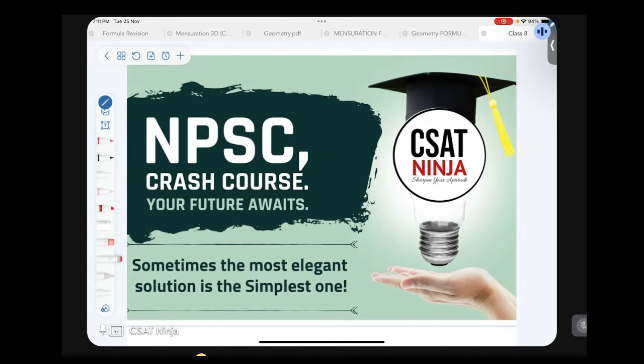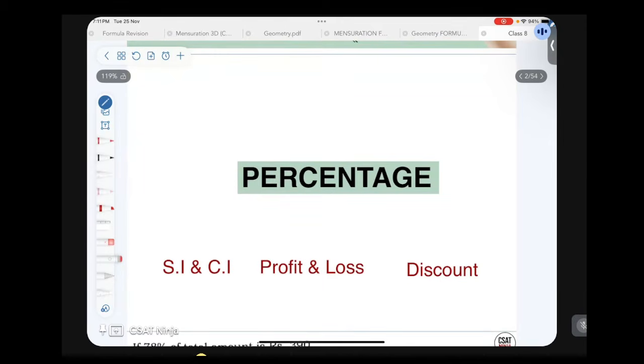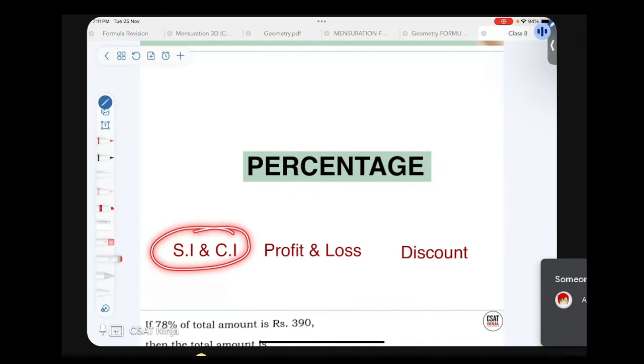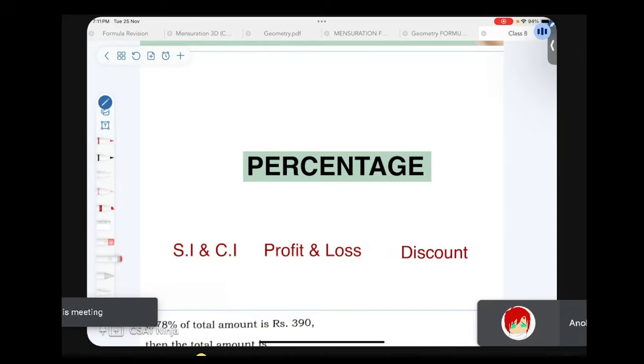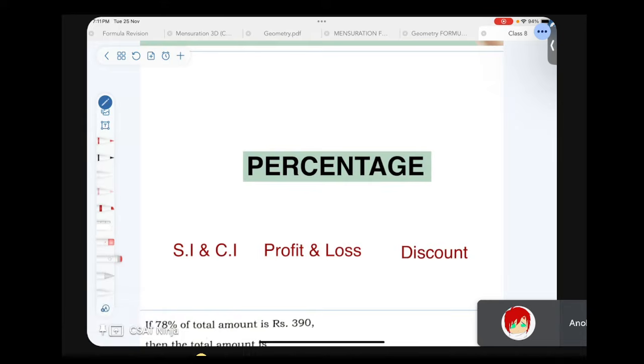Tonight, I'll be discussing two topics. One is percentage, and the other one is profit and loss. From tonight on, I want you to do like this. When you see a topic based on simple interest, or questions based on profit and loss or discount, let's try to view them from a percentage point of view. Let's try to solve from the percentage point of view, which makes it much easier.